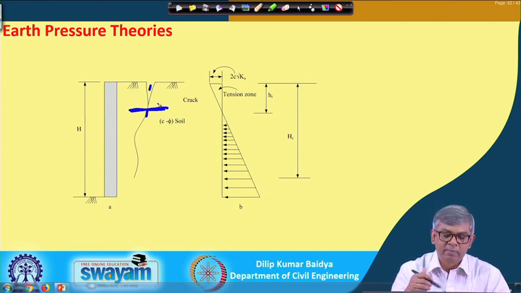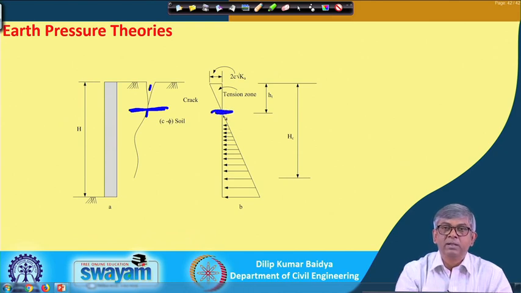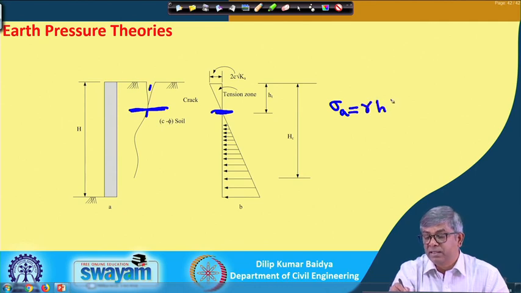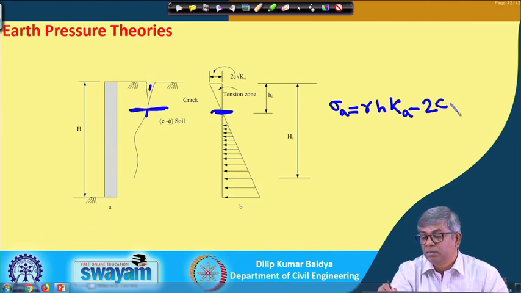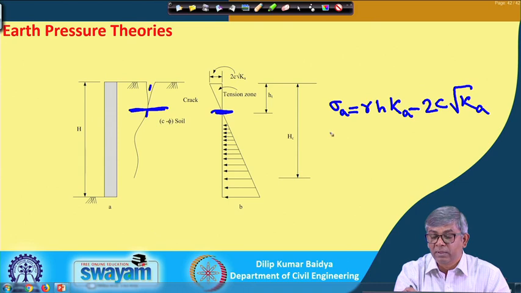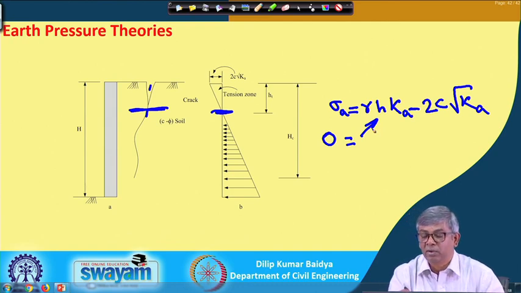First of all, I can find at what depth your tension becomes 0. I know our formula is sigma active equals gamma h k a minus 2 c root k a. This is the expression. So, if I say that sigma becomes 0 and equate this to 0, then from here I will get a value of h.